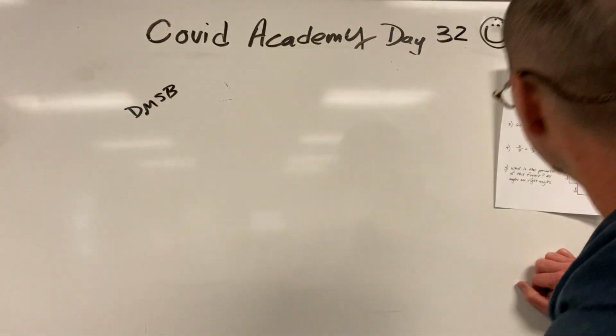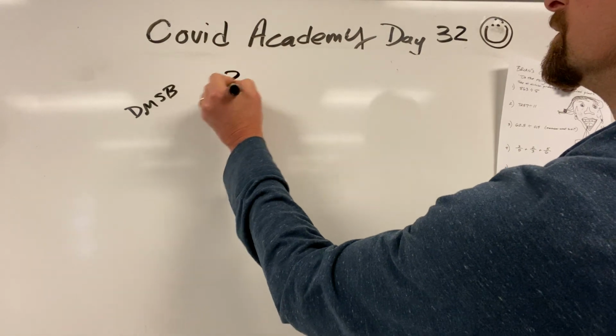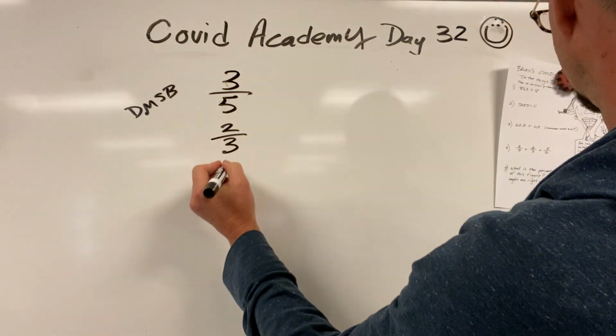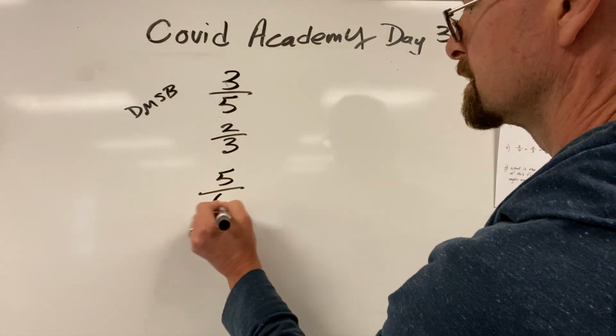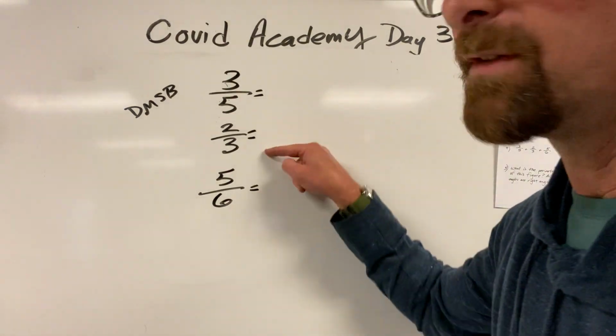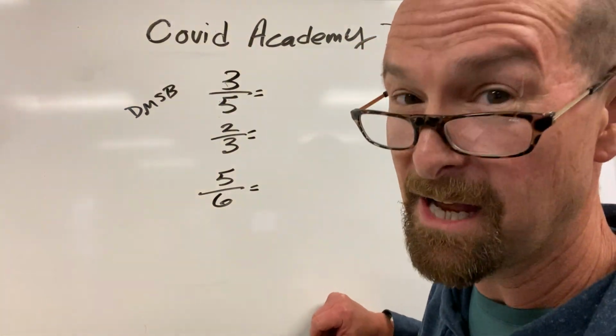Number 4, 3/5. I'm going to put them vertically because you know I like vertical. 2/3, my favorite fraction, 5/6. To add all these up in one fell swoop, I need to have, yes, that's right, common denominators.